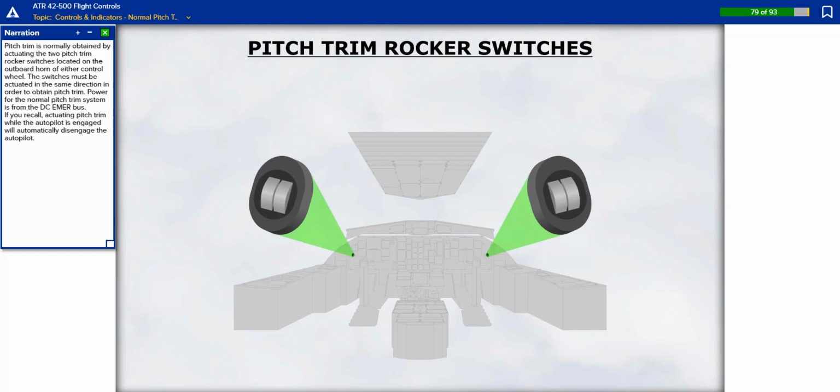Pitch trim is normally obtained by actuating the two pitch trim rocker switches located on the outboard horn of either control wheel. The switches must be actuated in the same direction in order to obtain pitch trim. Power for the normal pitch trim system is from the DC emergency bus. If you recall, actuating pitch trim while the autopilot is engaged will automatically disengage the autopilot.